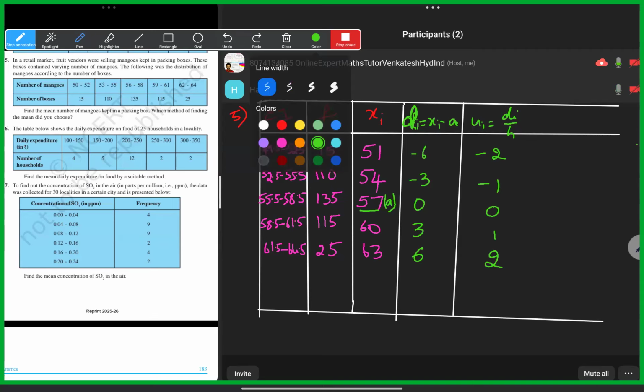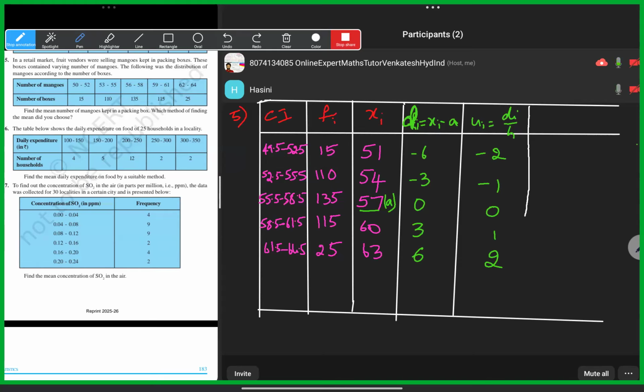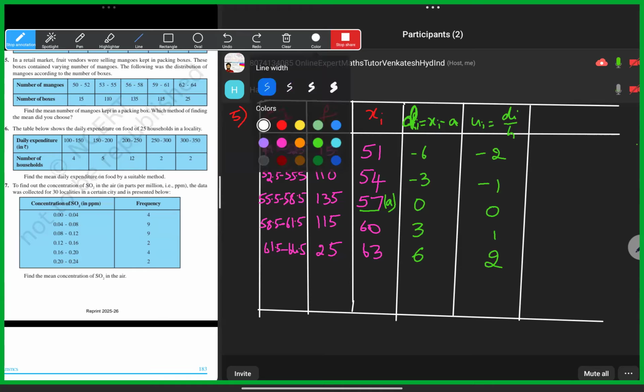So, Hasni, now we will do ui is equal to di by h. Now we'll do what, Hasni? Fi ui.